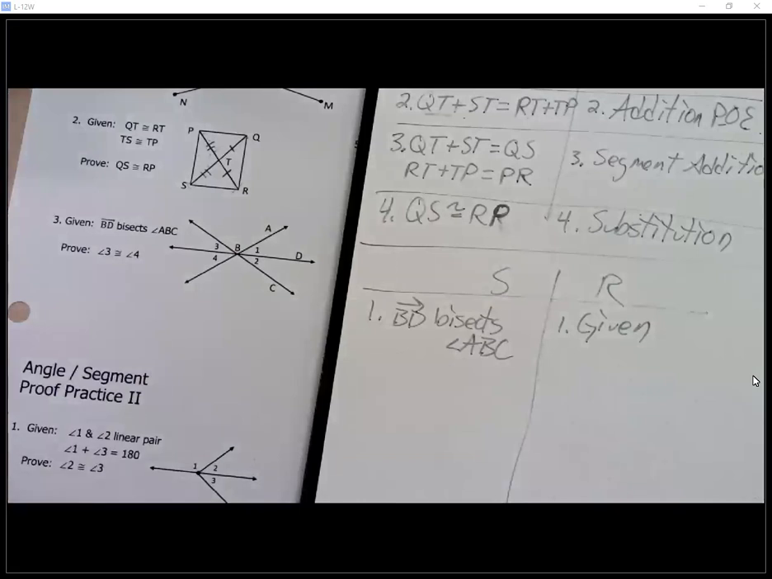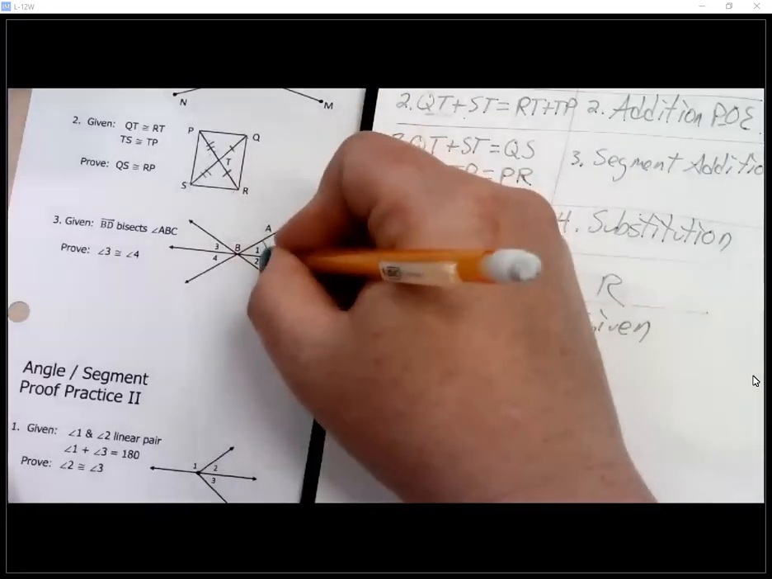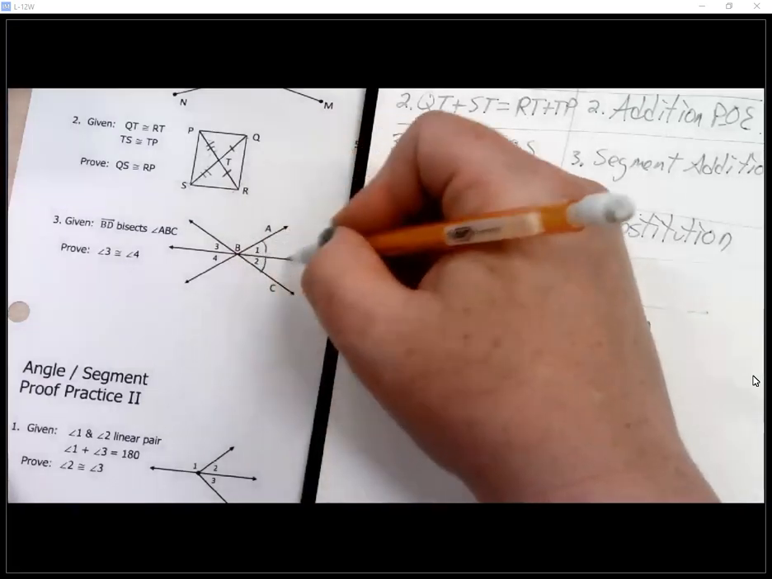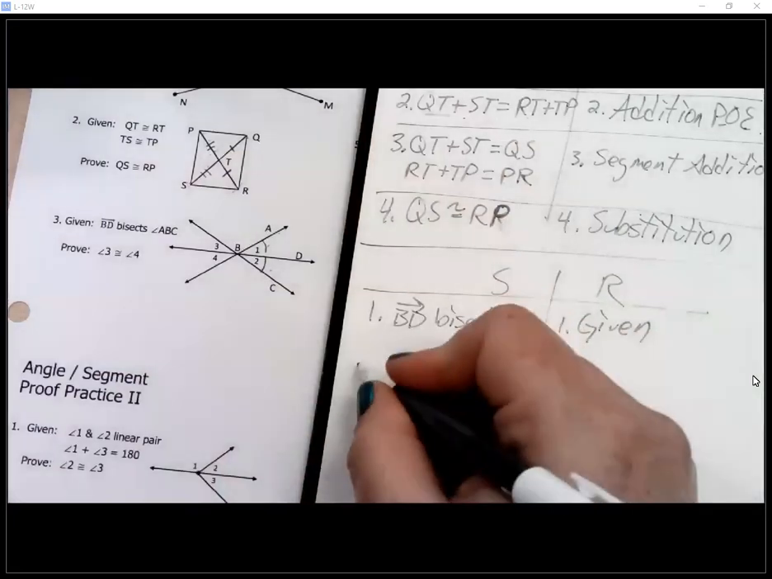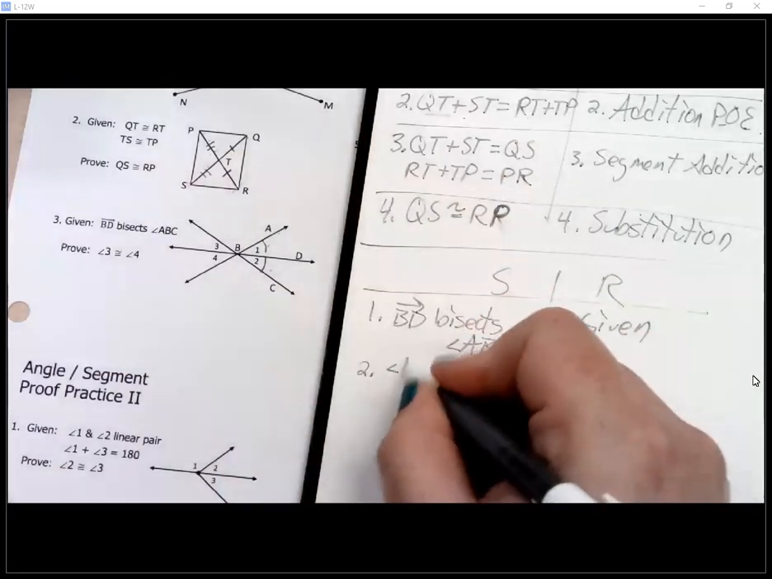Anyway, where can I start? If you have no idea where to start, here's a good tip. Look at what's given. If BD bisects angle ABC, well, what does that mean? What can I get from that? Carson, go ahead. That angle 1 and angle 2 are equal. Yes. Angle 1 and angle 2 must be equal to each other. This ray is bisecting the big old angle. So let's go ahead and say in line 2, angle 1 is equal to angle 2.